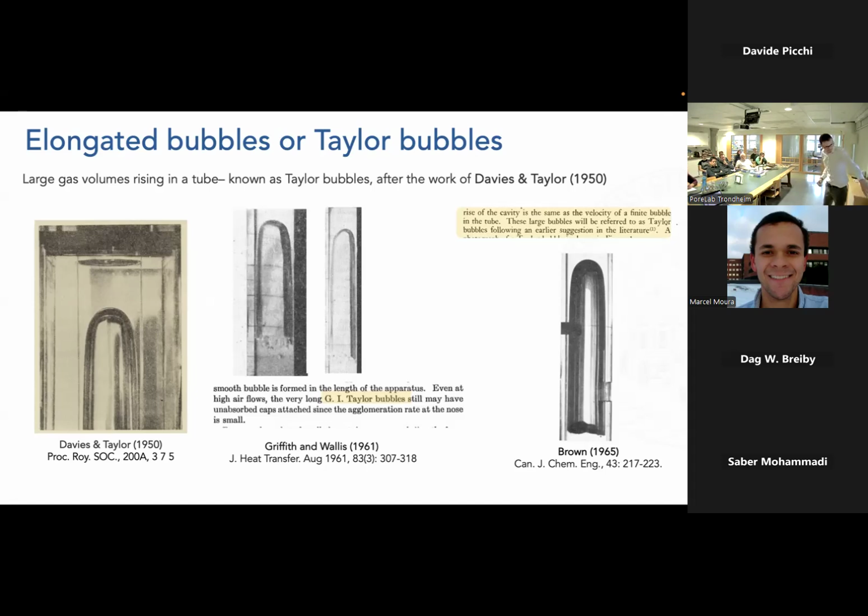The first paper that refers to the Taylor bubble as Taylor bubble is this paper by Griffiths and Wallis in '61. And then in Brown '65, they say, okay, from this point, we will refer to this type of elongated bullet-shaped bubble as Taylor bubble. They were probably our colleagues in Cambridge. This is more or less what we reconstructed from the history, but it is still not clear when in the community people started calling this type of bubble Taylor bubble.